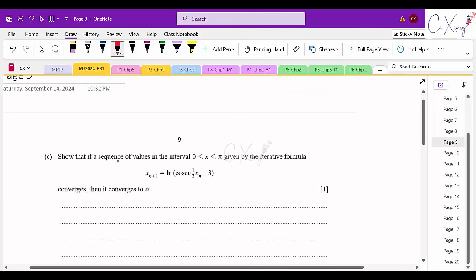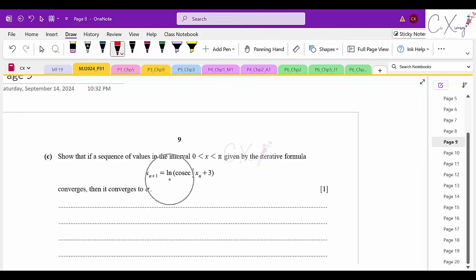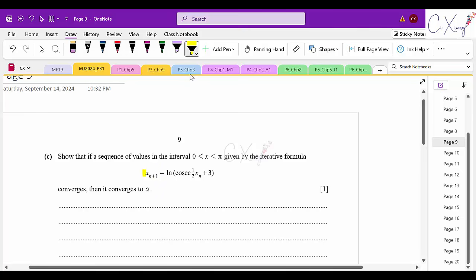For part C, show that if a sequence of values are in the interval 0 to pi, given by the iterative formula of this, then it converges to alpha. So they give us an iterative formula, and we want to show that it can lead us to the answer alpha. To make sure of that, we have to prove that this iterative formula can be derived or arranged from the original equation.